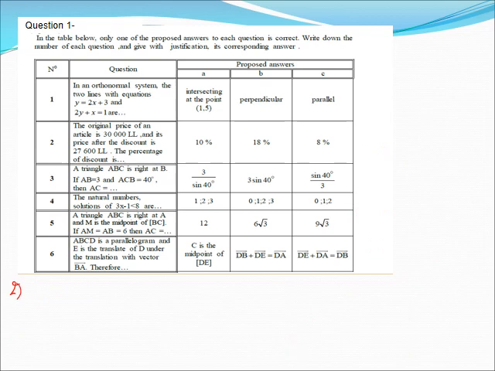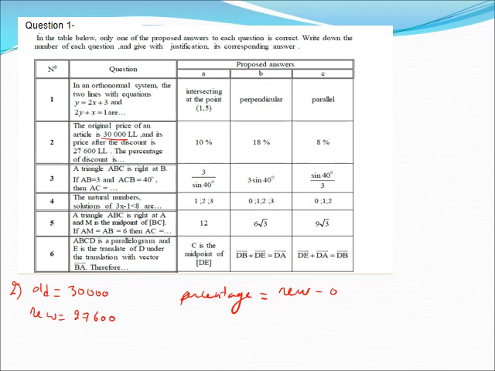Number 2. The original price of an article is 30,000. Original, so the old is 30,000. And its price after discount is 27,600 LL. New is 27,600 LL. The percentage of discount is, the percentage is 30%.